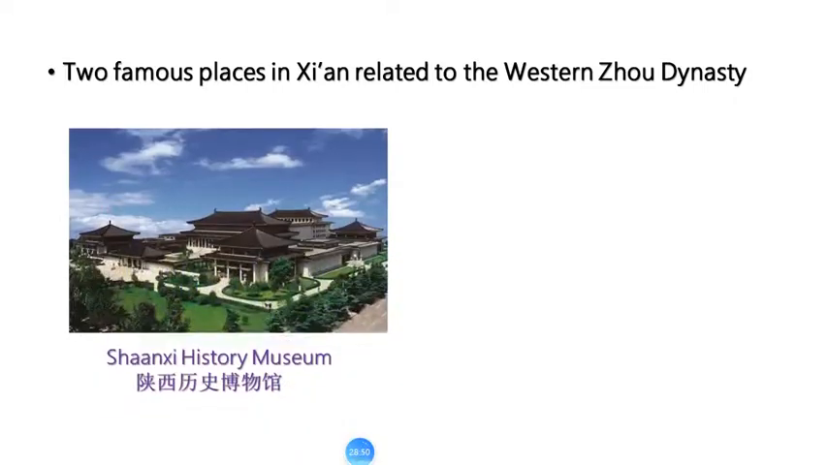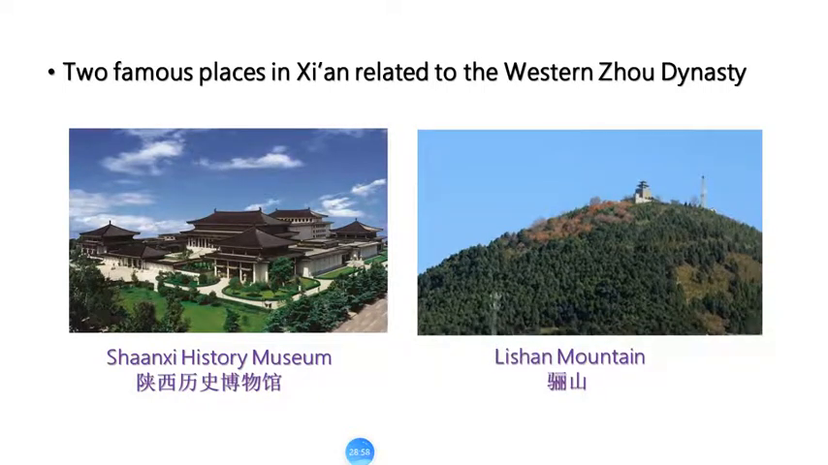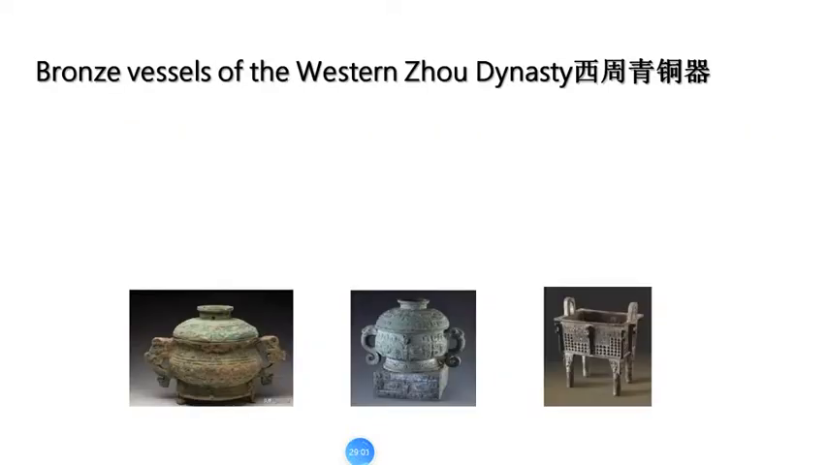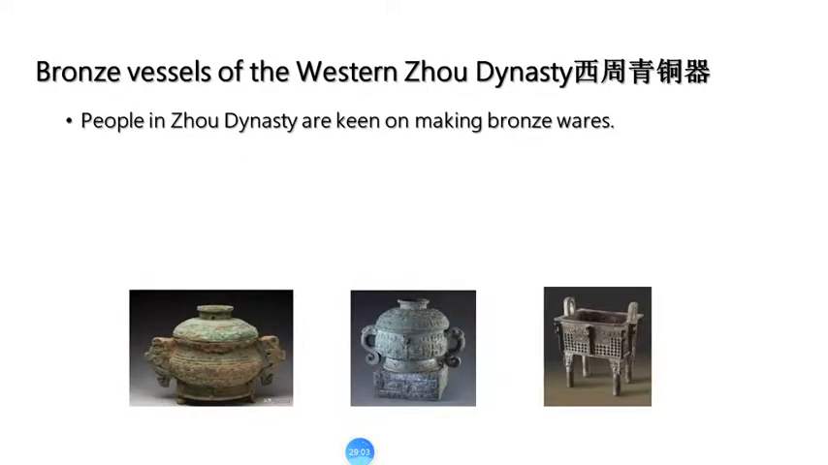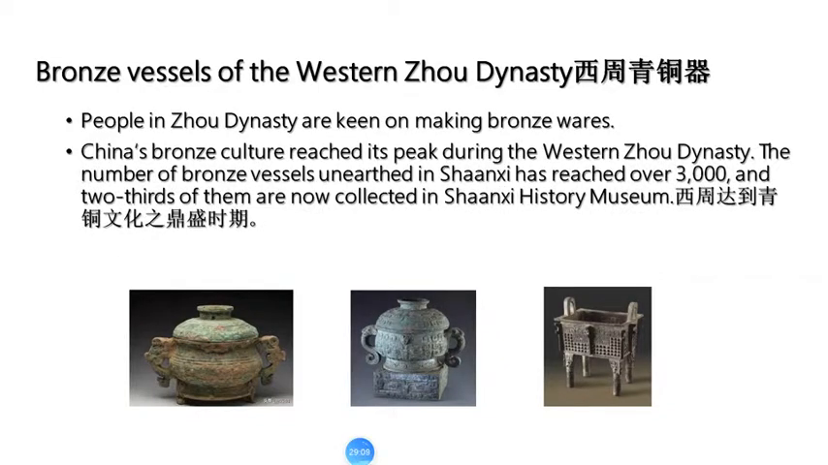Two famous places in Xi'an related to the Western Zhou Dynasty are Shanxi History Museum and the Lishan Mountain. And why? Let's see. People in Zhou Dynasty were keen on making bronze wares. China's bronze culture reached its peak during the Western Zhou Dynasty. The number of bronze vessels unearthed in Shanxi has reached over 3,000, and two-thirds of them are now collected in Shanxi History Museum. That's the reason we need to visit Shanxi History Museum.